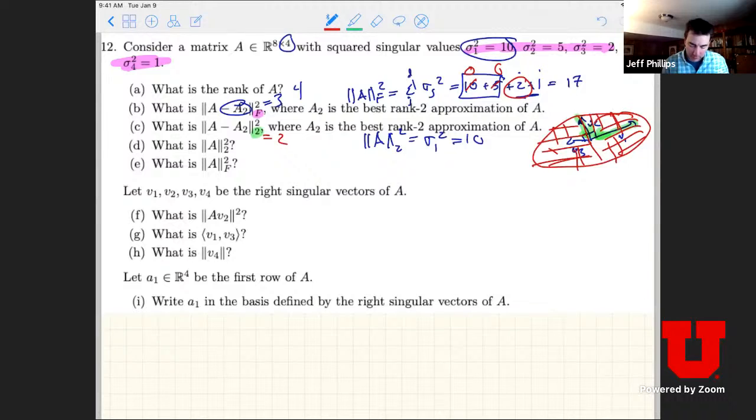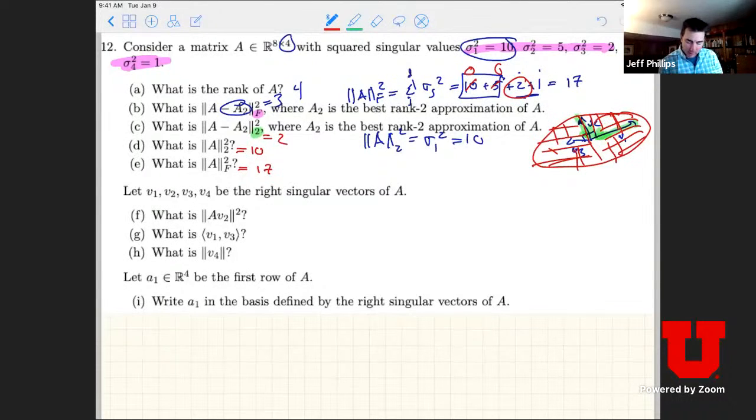Oh, and I also calculated these along the way. This was 10, and this was 17. Okay, great. So I can do those just from the singular values. That's a cool thing about that, and that helps you understand the scale of this data in various ways. Okay.